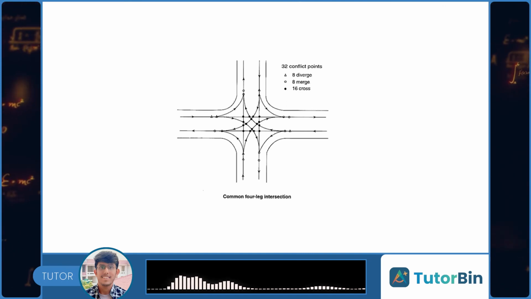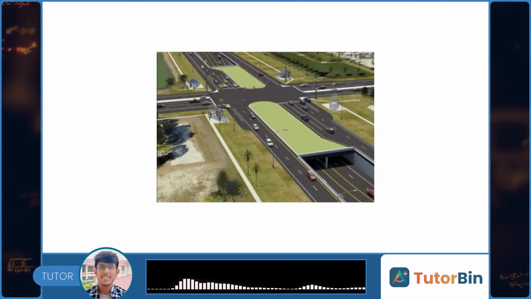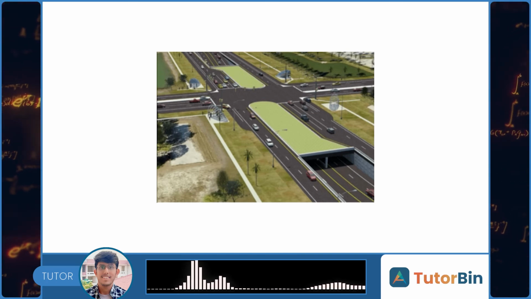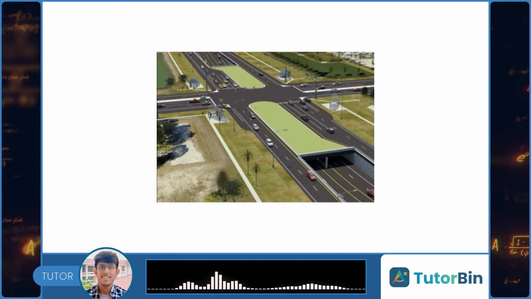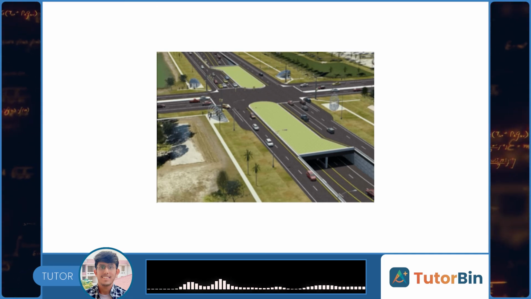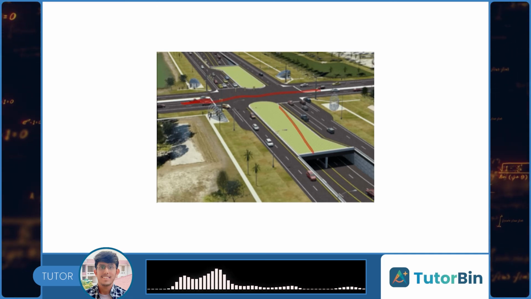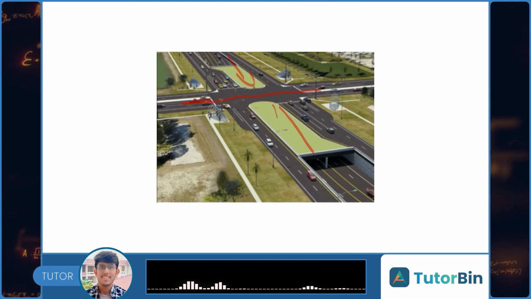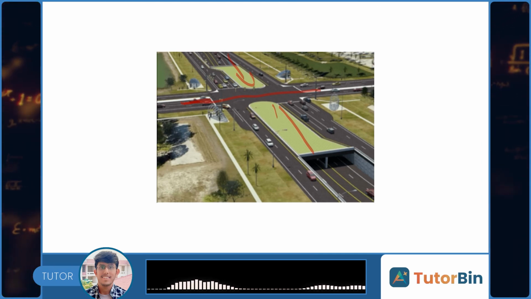Now let's discuss types of intersection. There are two kinds of intersection, intersection at grade and grade separated intersection. Intersection at grade means all the roads at the intersection join or cross at the same level. In this figure, all the roads are at the same level, and if this kind of intersection is occurring, then this is known as intersection at grade.